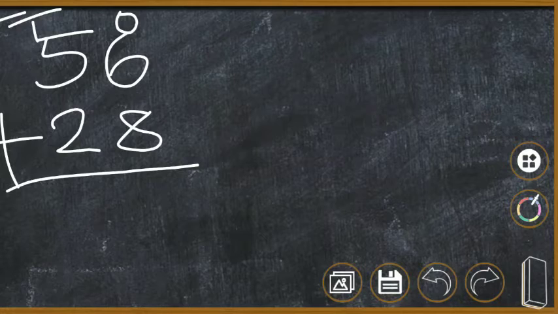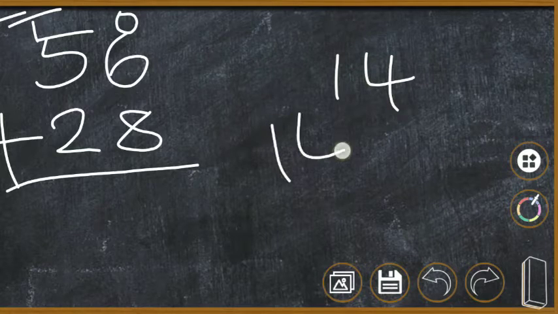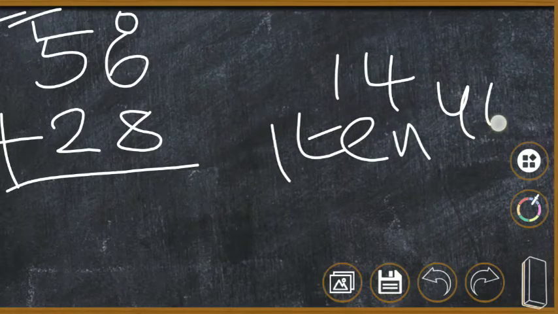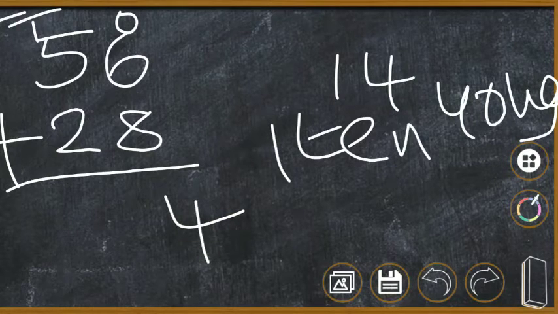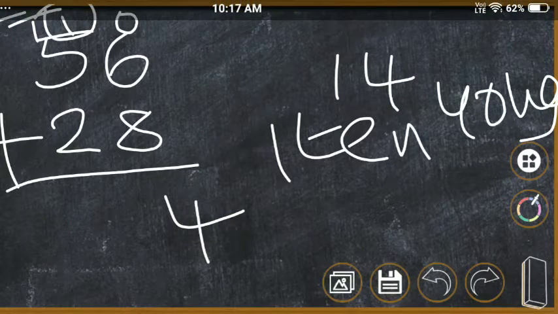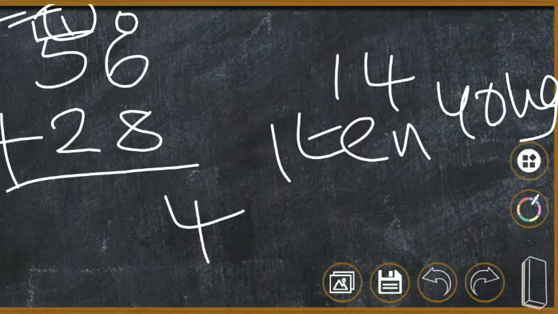9, 10, 11, 12, 13, 14. 14 means 1 ten and 4 ones. 4 you write in the ones place column. 1 ten is carried forward into the tens place column. 1 plus 5 is 6, 6 plus 2 is 8. Now the answer is 84.